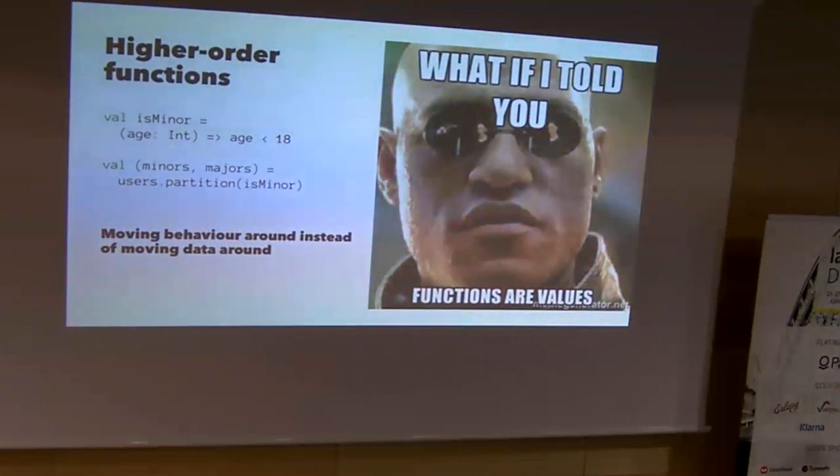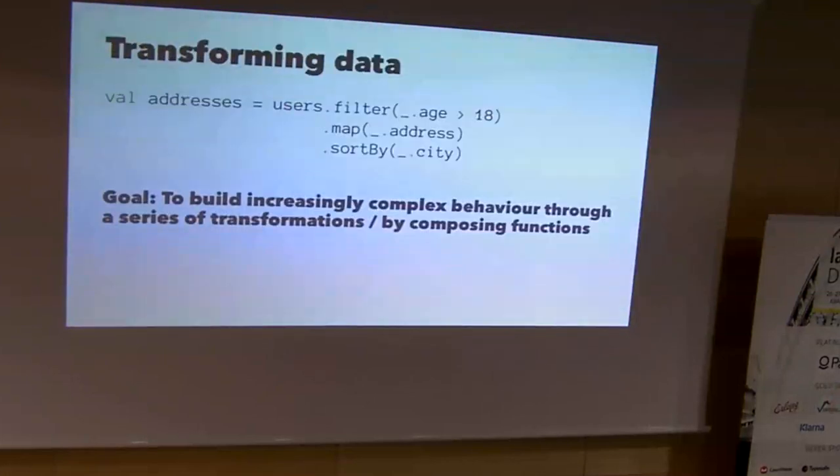So what we do is we transform data using this higher order function. We don't mutate it, we transform it. So we start with our users. Here we just filter the ones that are older than 18. We fetch the addresses, and then we sort all of this by city, and we end up with a list of addresses that are sorted by city.